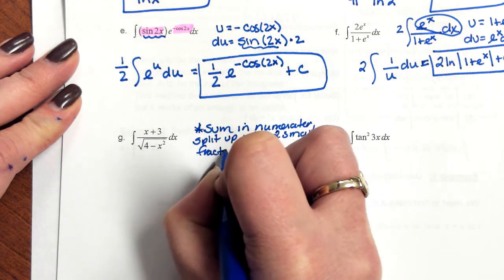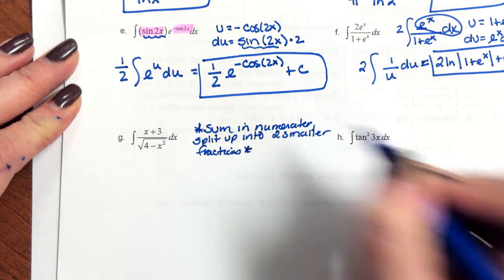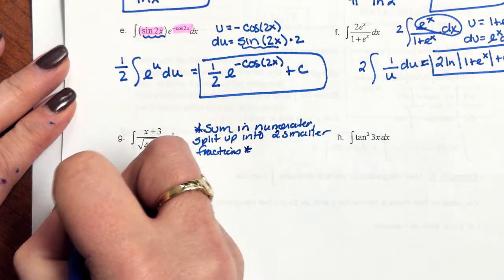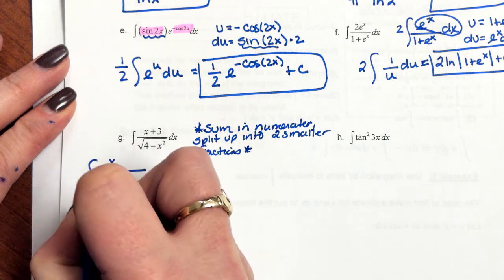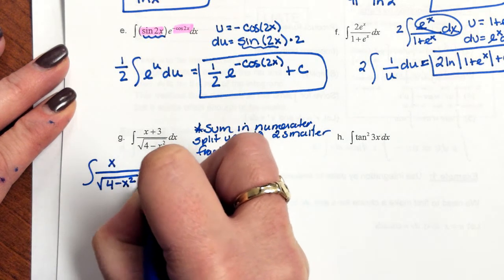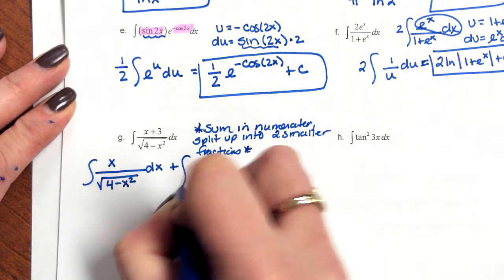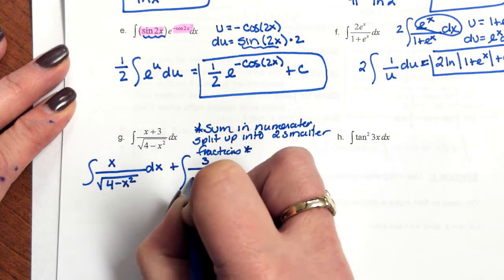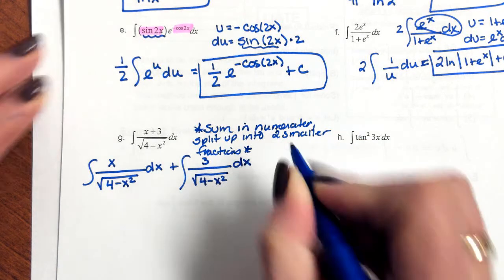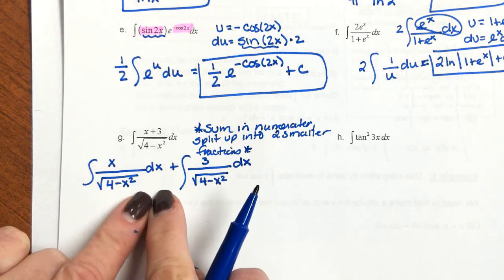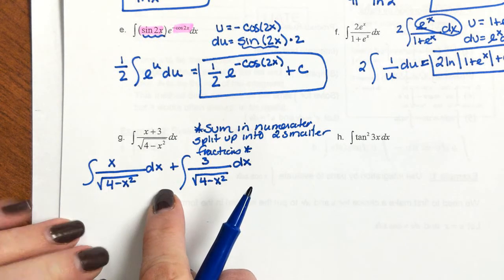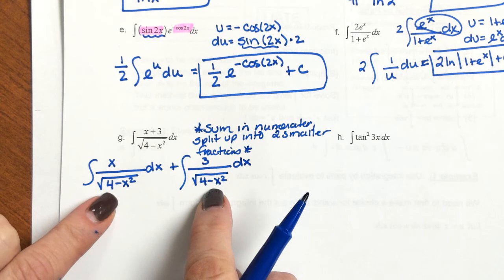So basically you're undoing the addition of fractions. So what I'm going to do is rewrite this as the integral of x over the square root of 4 minus x squared dx plus the integral of 3 over the square root of 4 minus x squared dx. These are equivalent because if I add these two fractions back together again, it would give me back the original. So I have to integrate each one piece by piece.